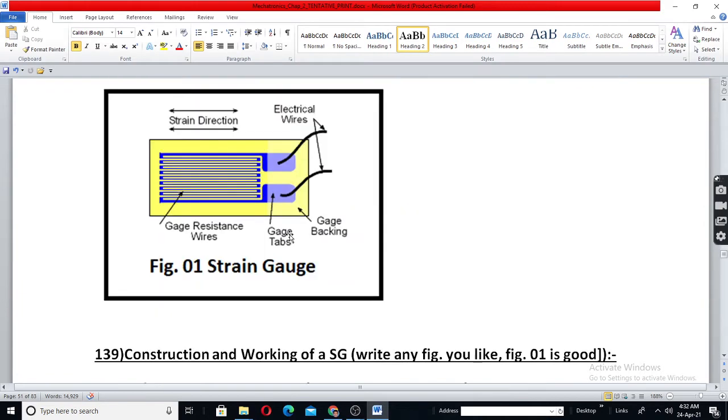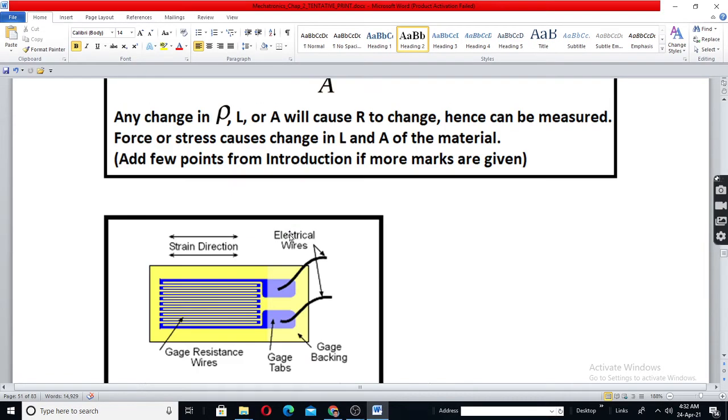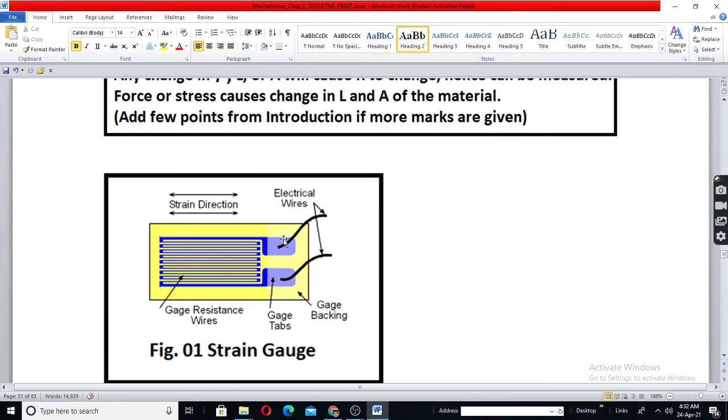Now, this is the material which is used for the gauge or measurement. See, this is the length, it is like this, and this is placed in a non-conductive backing, which is firm, and two terminals are taken outside.